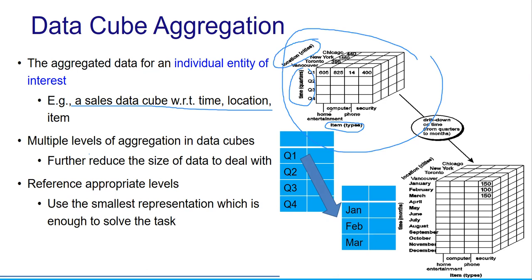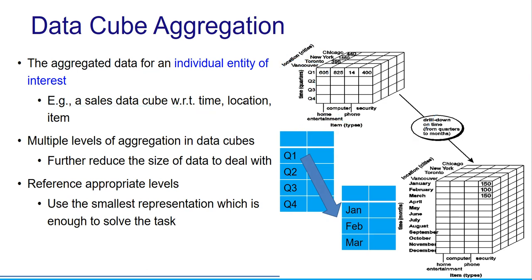For example, I want to know about home entertainment, and this is the sales in quarter one, and this is the sales located in a particular city, for example, Vancouver. So using this kind of data cube, we can see many kinds of attributes in detail, or we call it multiple levels of aggregation in the data cubes.